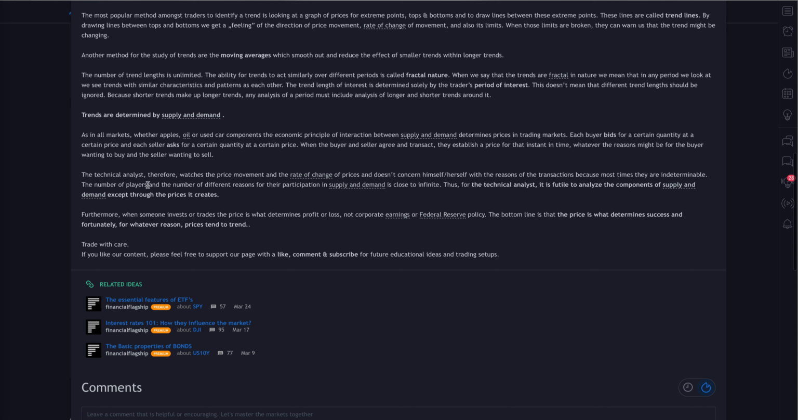So the number of players and the number of different reasons for their participation in supply and demand is close to infinite, and that's why we shouldn't be looking at them. Thus, for technical analysts, it is futile to analyze components of supply and demand except through the prices they create. Furthermore, when someone invests or trades, the price is what determines profit or loss, not corporate earnings or Federal Reserve policy. The bottom line is that price is what determines success.